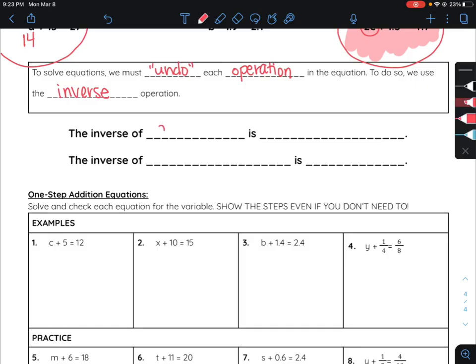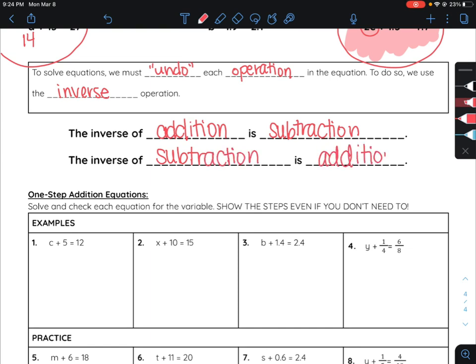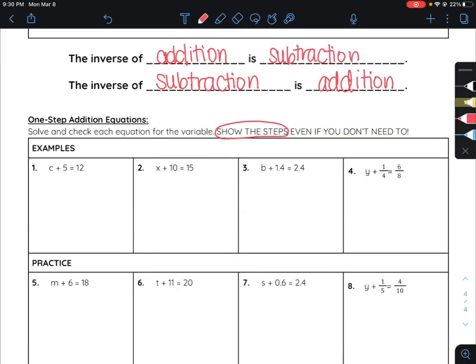So the inverse of addition, or the opposite of addition, is subtraction. The inverse of subtraction, then, is addition. So when you're solving equations and you're undoing, you just perform the inverse operation. So if you see adding, you'll use subtracting. If you see subtracting, you'll use adding. When you solve an equation, the entire idea is to figure out what the variable is equal to.